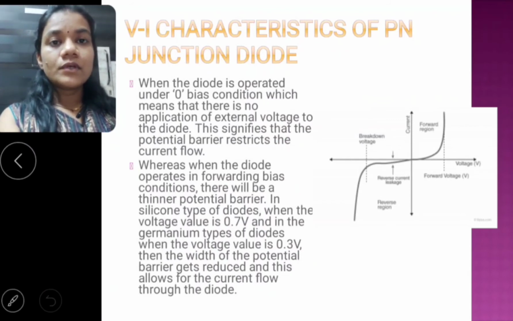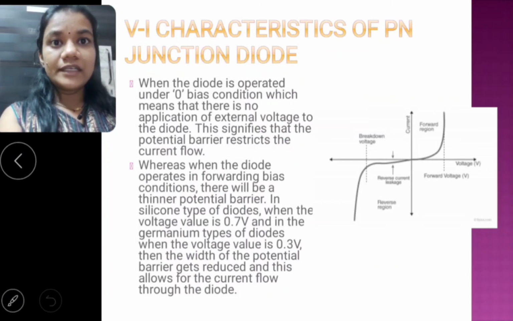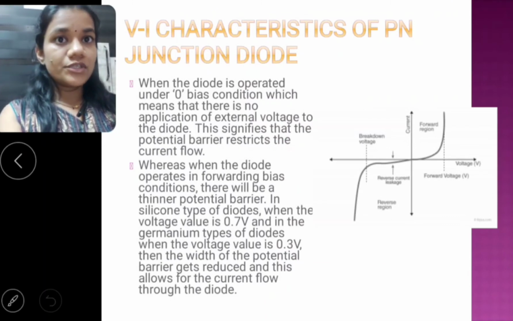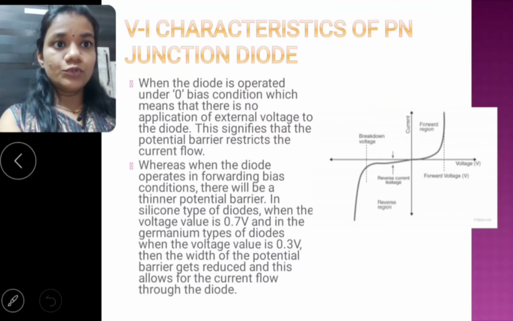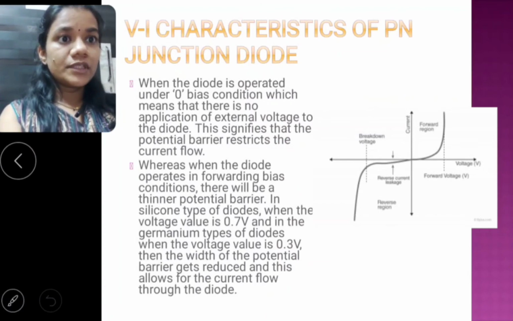Whereas when the diode operates in forward bias condition, there will be a thin depletion region, or a thin potential barrier, when the voltage value is 0.7 volts in a silicon diode and 0.3 volts in germanium. The width of the potential barrier is reduced, and this allows current to flow through the diode. If the voltage exceeds 0.7 for silicon or 0.3 for germanium, your current flows, as shown here in forward bias.